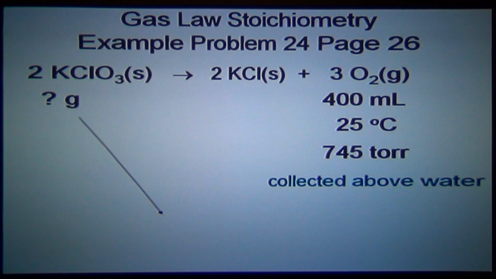But upon heating this mixture, there's only one thing decomposing, and that's the potassium chlorate, the KClO3. The other part of the mixture, the KCl part of the mixture, does not decompose. Now when this decomposes, we're able to collect the oxygen, and notice that we're collecting this oxygen above water. So the pressure that's given here, that 745, is the pressure of the wet gas.